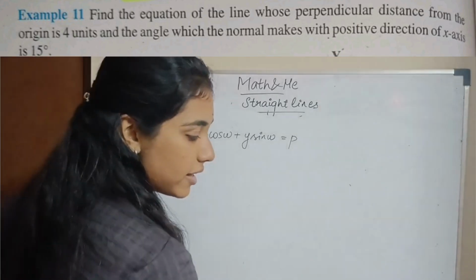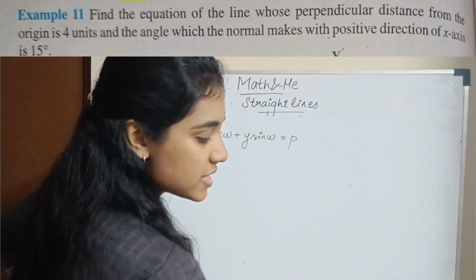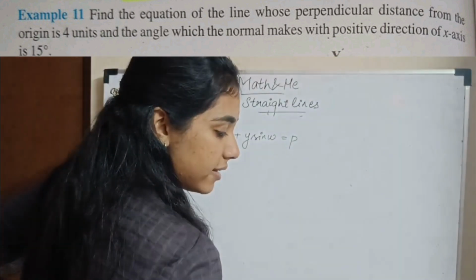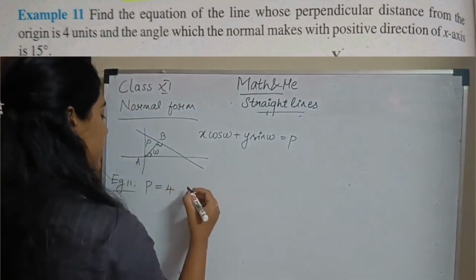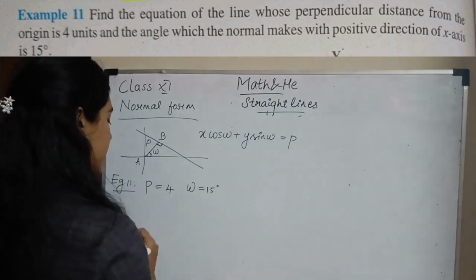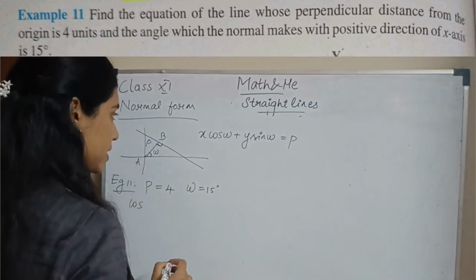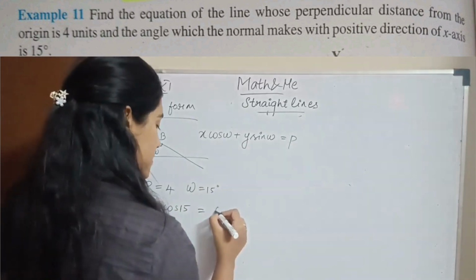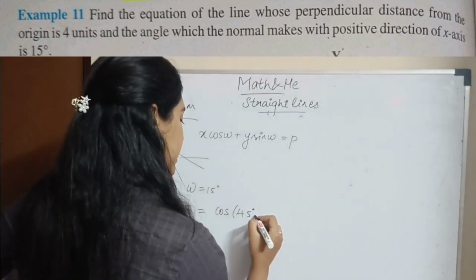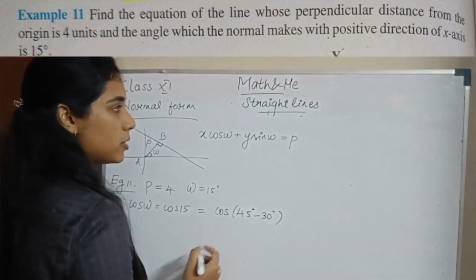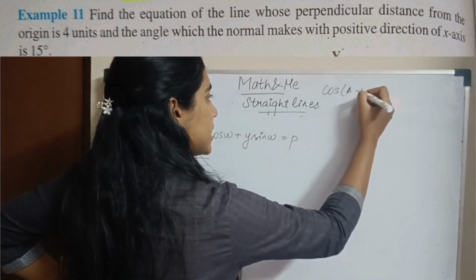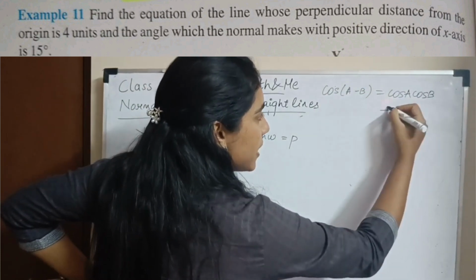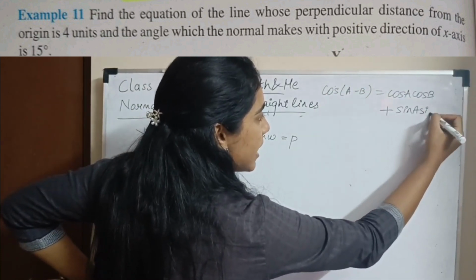Example 11. Find the equation of the line whose perpendicular distance from the origin is 4 units and the angle which the normal makes with the positive direction is 15 degrees. So what do you have? You have cos omega, which is cos 15. How do you find the value of cos 15? You have cos of 45 degrees minus 30 degrees. So this is of the form cos A minus B. What is cos A minus B? It is cos A cos B plus sin A sin B.